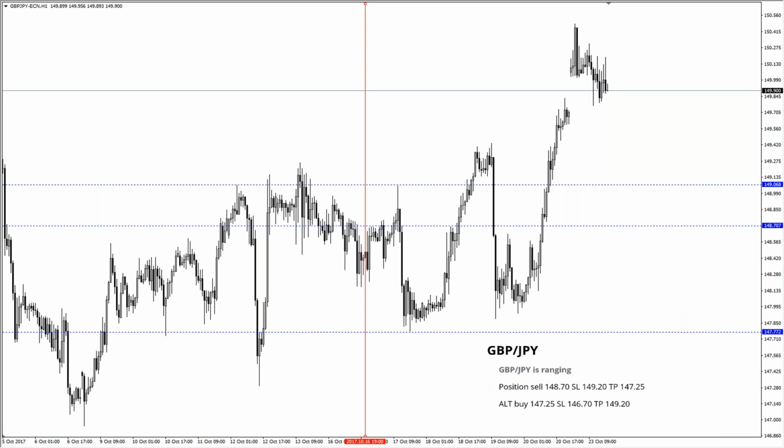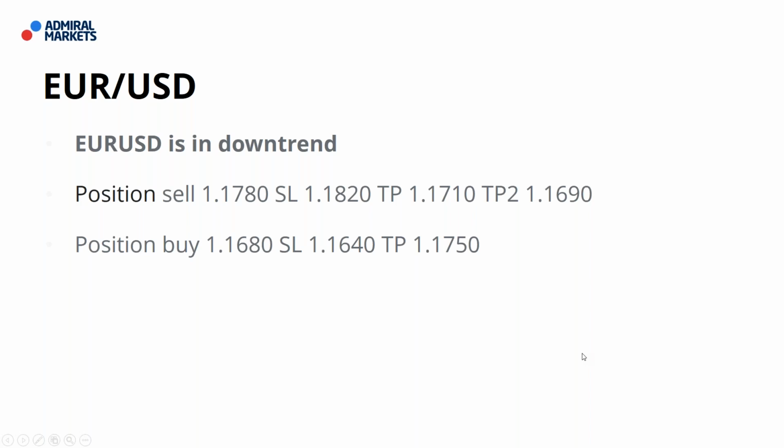You see, so again, good movement on the pound yen. And if you made some pips, I hope that you actually made some pips. Now let's see what we have for today.